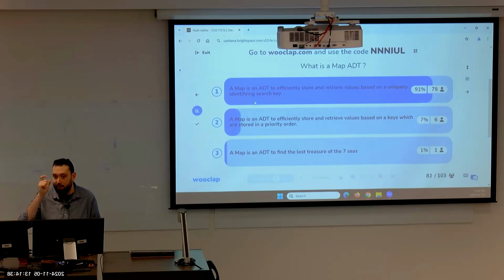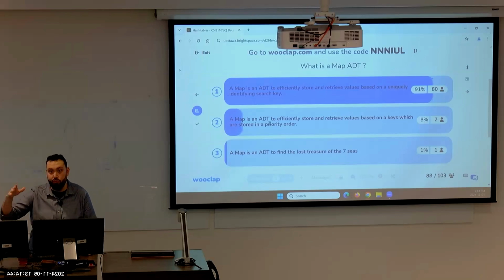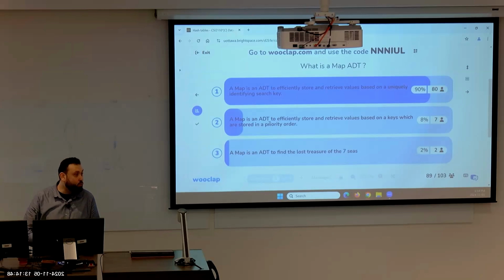That means I'm going to have a unique key. Okay, guys? It has nothing to do with priority. That's a priority queue, when I want to do stuff in priority order. So again, maps. Why am I asking about maps? Because hash tables are one way to implement the MAP ADT.